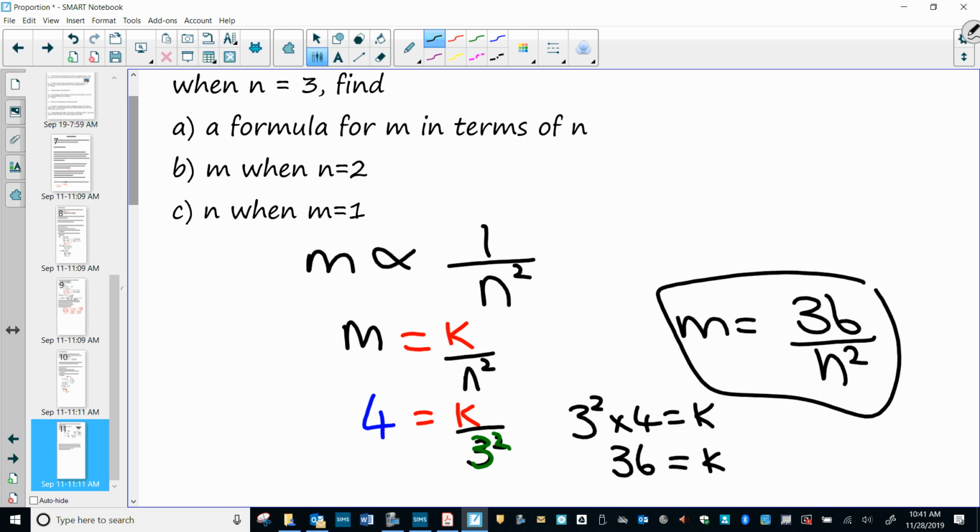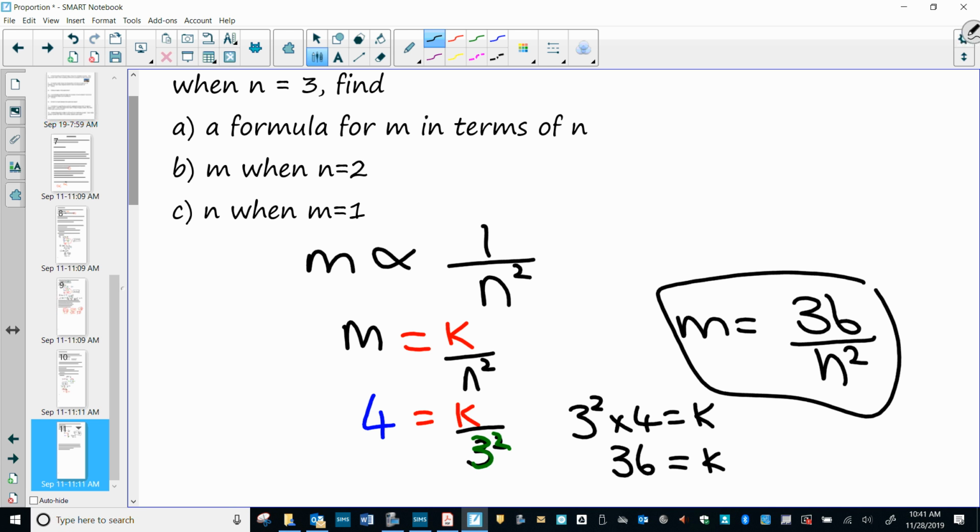You know how you times by 3 squared on both sides? Could you just times by 36 on both? I'm not doing my math on both sides. So there's our formula, m is 36 over n squared.